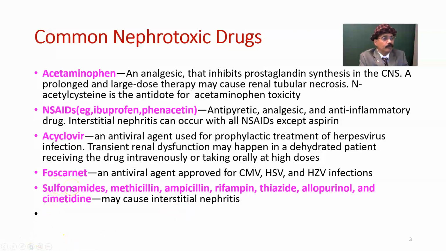Sulfonamide is no more used in the United States. We have the combination cotrimoxazole, sulfamethoxazole plus trimethoprim, that is used in lieu of sulfonamide. So direct sulfonamide use is obsolete in the United States. These drugs may all be associated with interstitial nephritis.